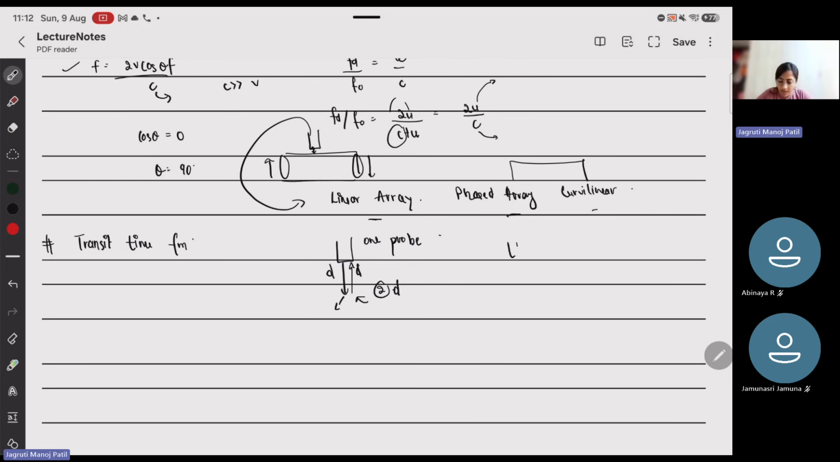Now what if I have one probe here and one probe here? This one is sending and this one is directly receiving. So this is my path D. It's not two times D. So if someone asks you to use Doppler to measure the velocity or flow rate, always keep in mind: are you using one probe? Are you using two probes?